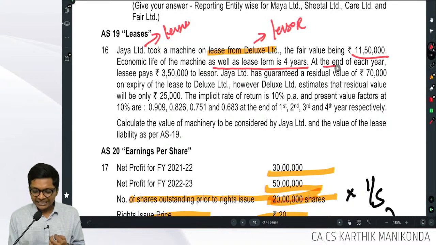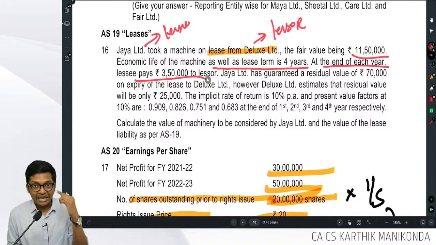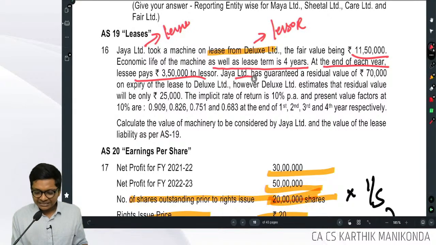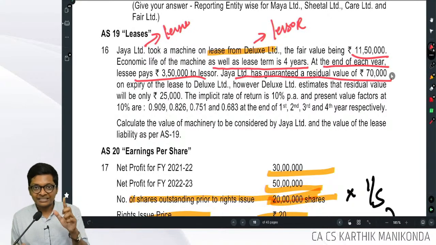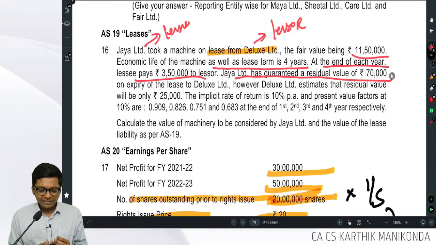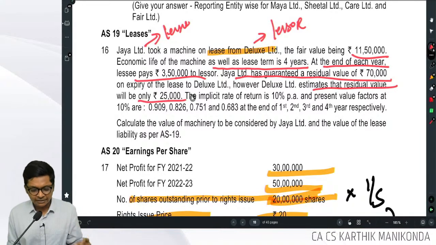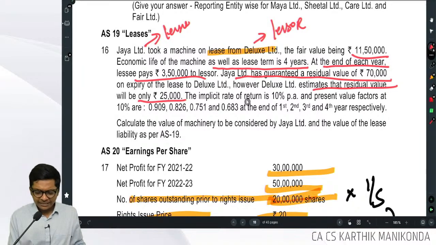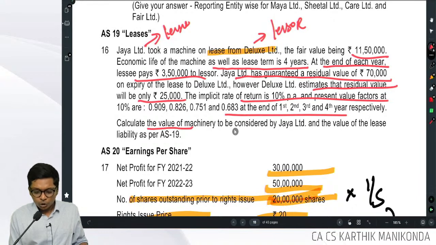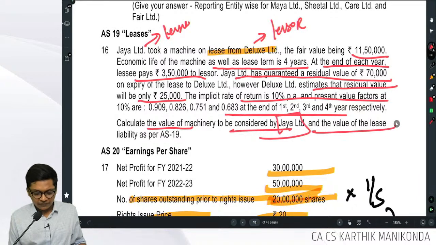At the end of each year, lessee pays 3 lakh 50,000 to lessor, these are the MLPs. JR has guaranteed a residual value of 70,000, GRV, on the expiry of the lease. However, the estimated residual value is only 25,000. Here UGRV is negative, GRV is 70,000. IRR rate is 10%. What is the value of the machine to be considered by JR Limited for the value of the lease?